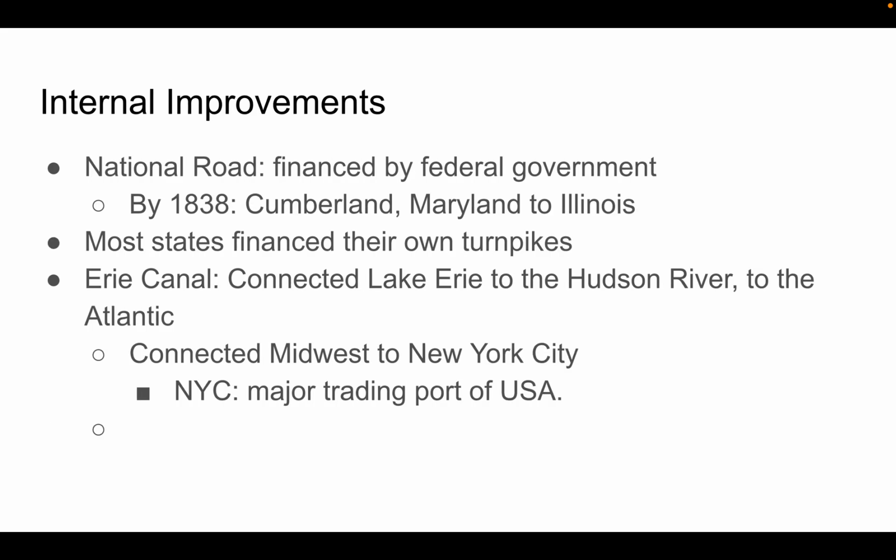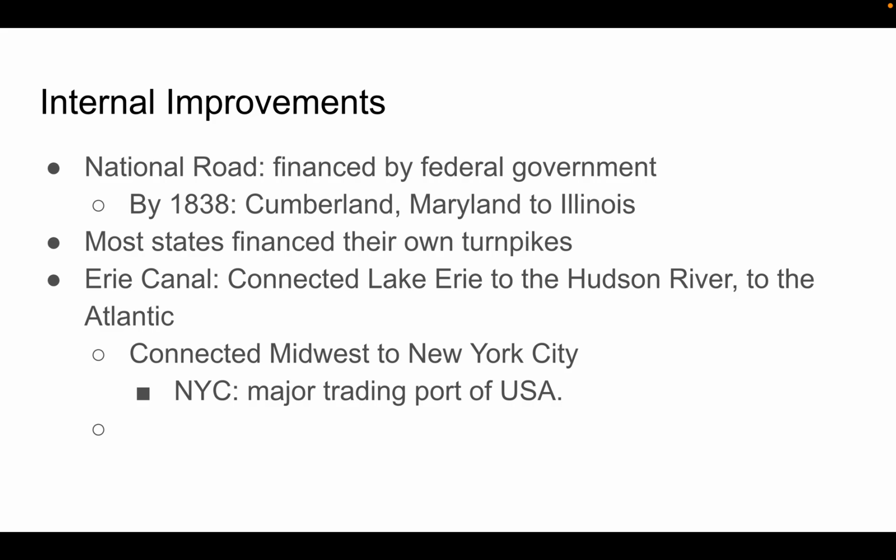So internal improvements like this, the National Road, which is financed by the federal government, which to us seems normal. The federal government gives lots of money for things today, like the interstate highway system. But at the time, that was unheard of. It was not believed that it was the federal government's constitutional role to provide transportation. That was believed to have been left up to the states. But by 1838, the National Road is financed partly by the federal government, and it connects Maryland to Illinois. So it's bringing us out west now, encouraging western migration.